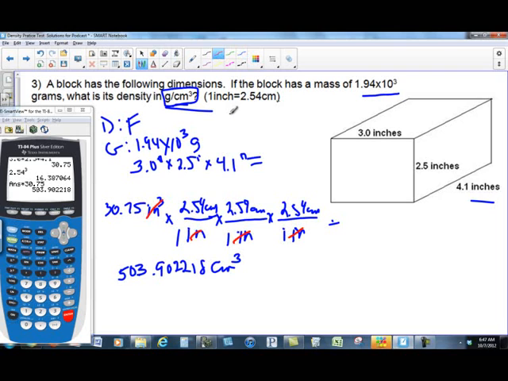Okay, and remember, I'm trying to find density, which is mass over volume. And this is my volume, this is my mass. I'm going to be lazy here, and I don't want to rewrite that number. So it's going to be 1.94 times 10 to the third grams. This is my mass over my volume.